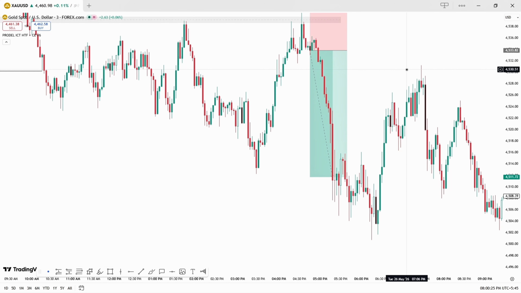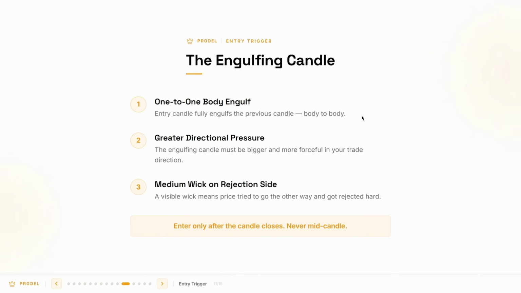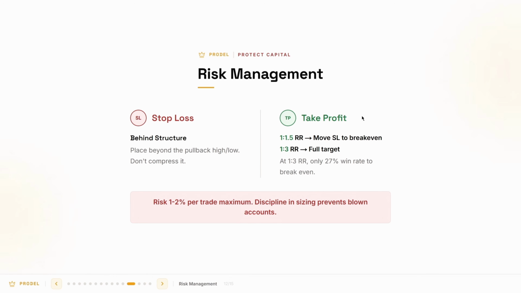Let's talk about one of the big things, risk management. I know risk management sounds boring, but if you skip these next 2 minutes, the strategy I just taught you will literally zero out your account. Listen to this. My stop loss goes at the pullback high for a short trade or pullback low for a long trade. That high or low is the structure level that, if broken, means your analysis was wrong. Don't compress it. Put it behind the structure.